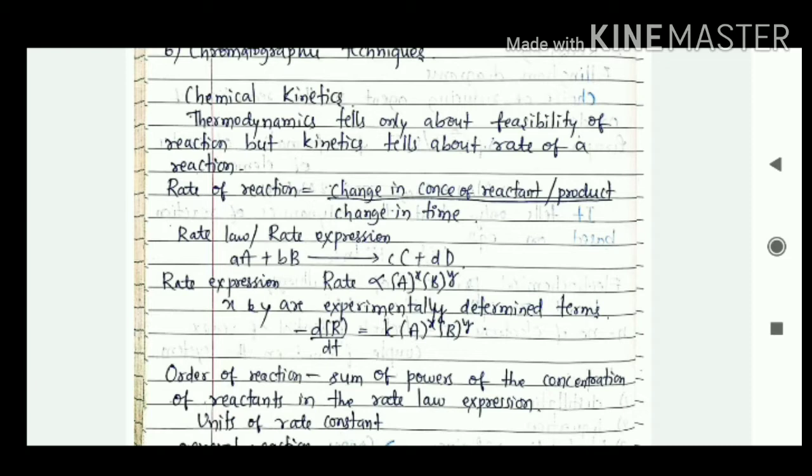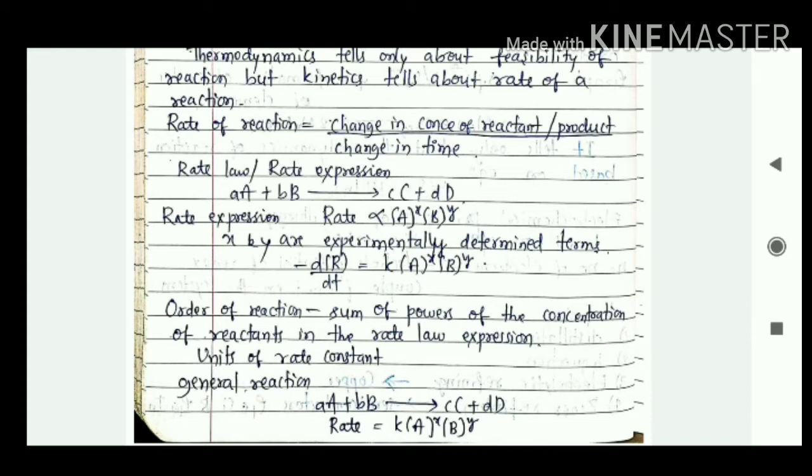Then we have the rate law, also known as the rate expression. The rate expression gives the relationship between the rate of a reaction and the reactants or products of the reaction. If we have a reaction like aA plus bB gives cC plus dD, then the rate is directly proportional to [A] raised to x, [B] raised to y. Here x and y are experimentally determined terms. So the rate, that is minus d[R] divided by dt, is equal to k [A]^x [B]^y. This last expression is known as the rate expression.